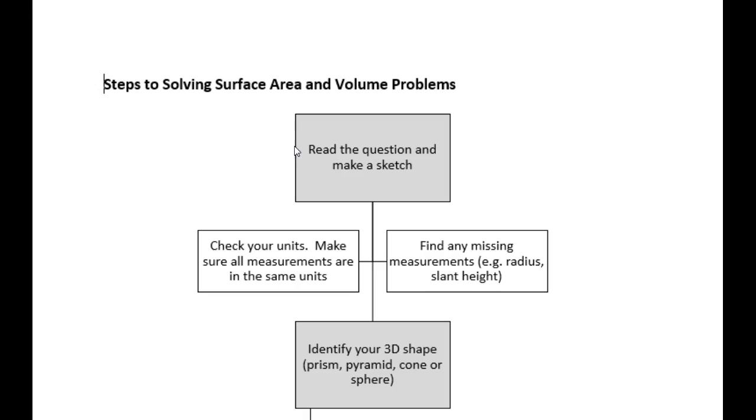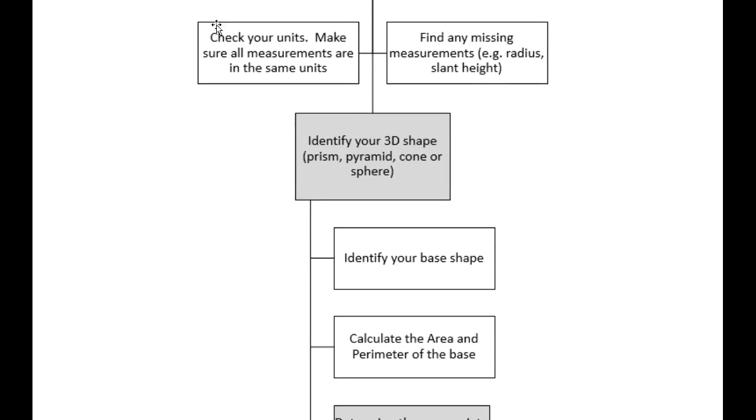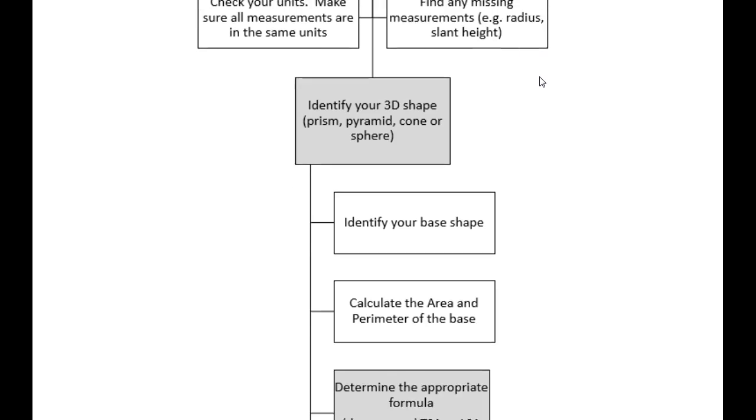So first thing you should do is read the question, make a sketch, sort of think about visually what you're actually looking at and what's happening there. Second part, check your units. Make sure all of your units or your measurements are in the same unit. Everything in inches, everything in meters, everything in feet, whatever is appropriate to what you're trying to find. And a recommendation is to find any missing measurements that you have. So if you have diameter, it might be a good idea to convert to radius as well.